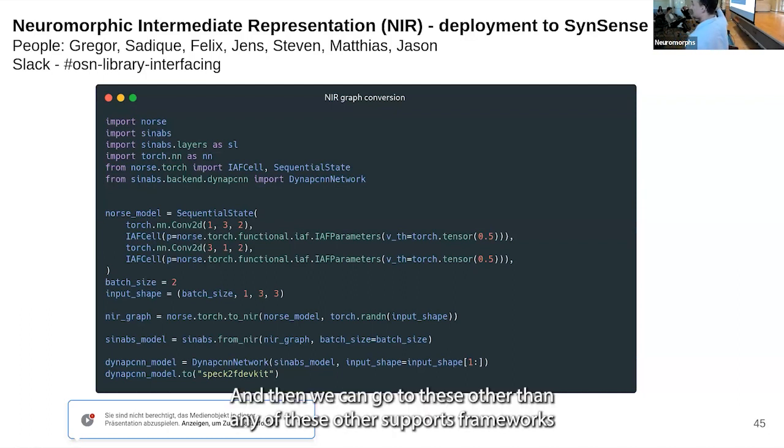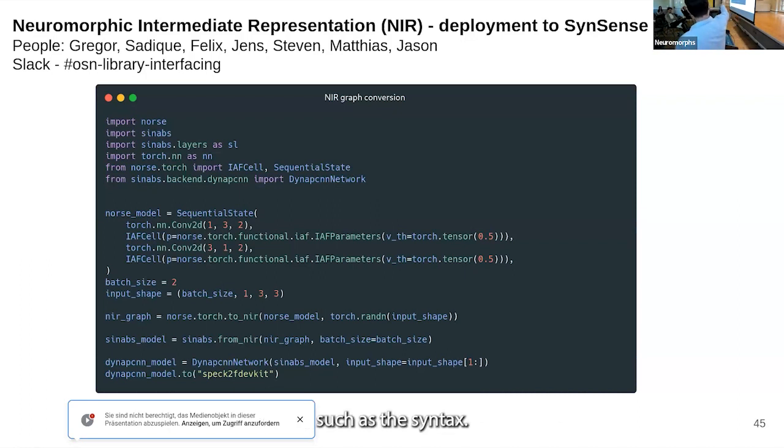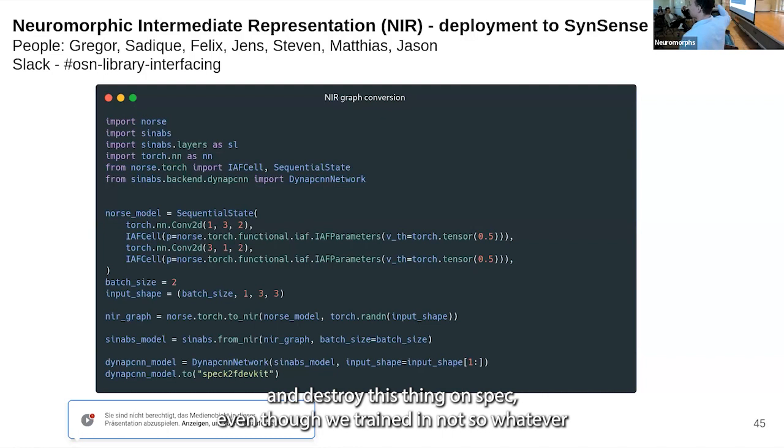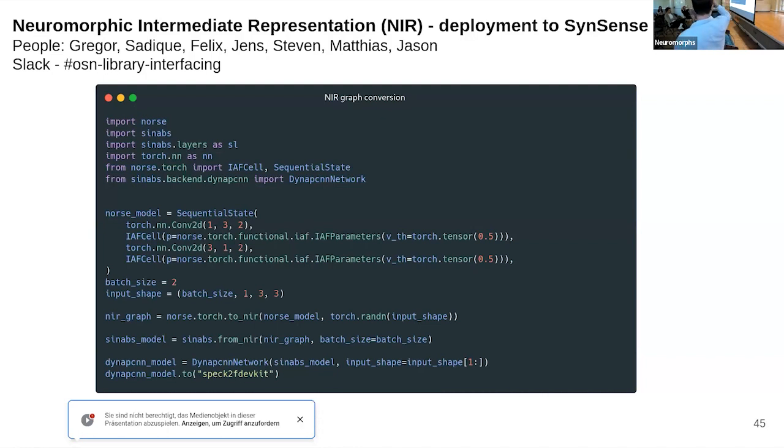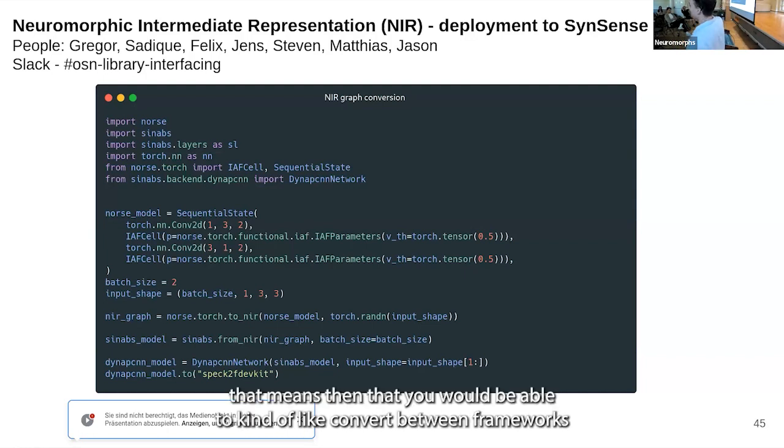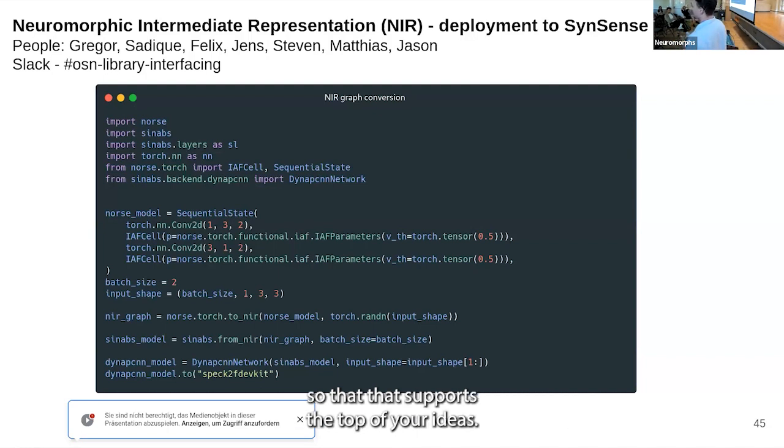Then we can go to any of these other supported frameworks, such as Sinabs, and we can call from_nir. Because this NIR graph is standardized and supported by all these frameworks, we can translate from one framework to another. Once we have our model imported in Sinabs, we can convert it to make it compatible with Speck, and then deploy it on Speck, even though we trained in Norse. So whatever framework you're familiar with, you will be able to convert between frameworks that support the hardware you are interested in. That's all I wanted to show. Thank you.